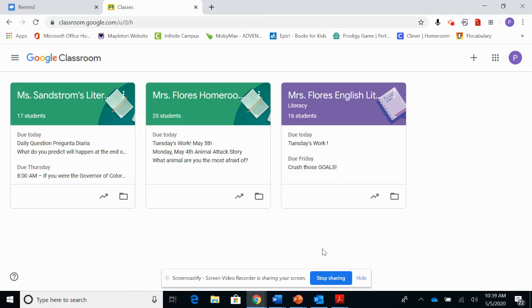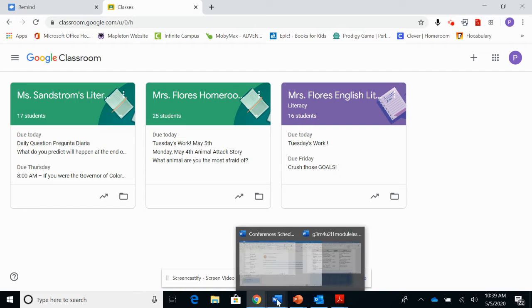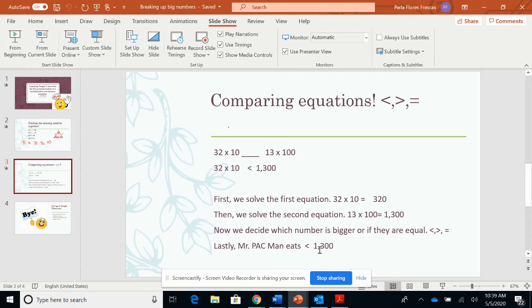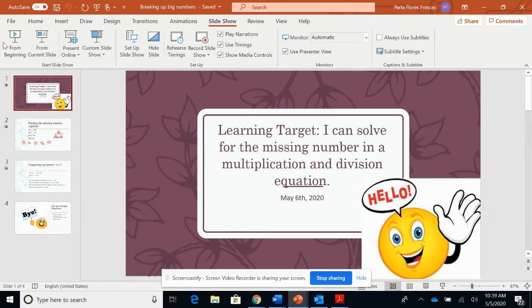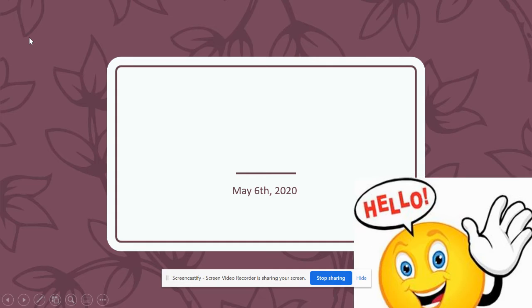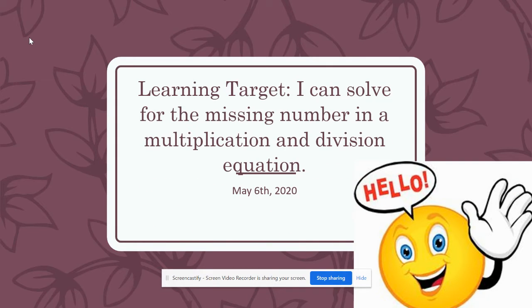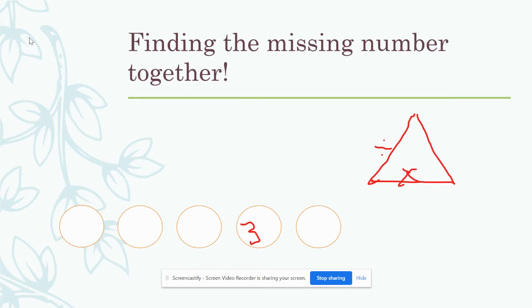And why not try it together? Write it as we are going, okay? Write it down as we are going through the video. All right. Let's get into our lesson. So our learning target today is I can solve for the missing number in a multiplication and division equation. So finding the missing number, let's try it together.